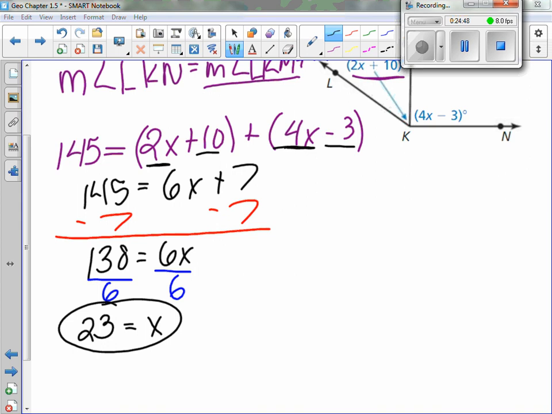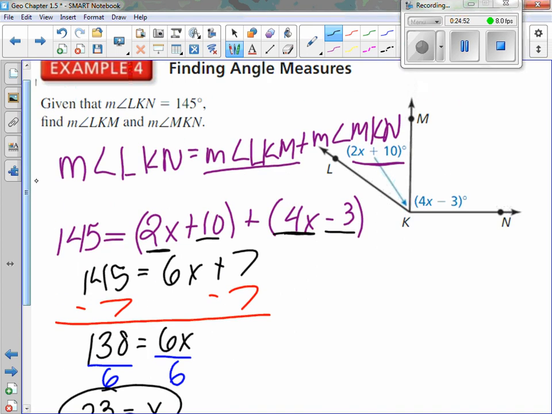So x equals 23, does that give us what we wanted? Is that the answer? Well, we want to know the measure of the angles, yes? So we just have to plug it back in, yes? Which one do y'all want to plug it into? 4x minus 3 or 2x plus 10? So let's do 4x minus 3 first.